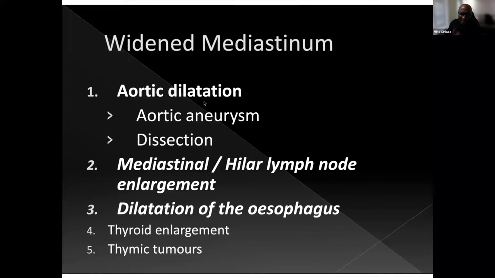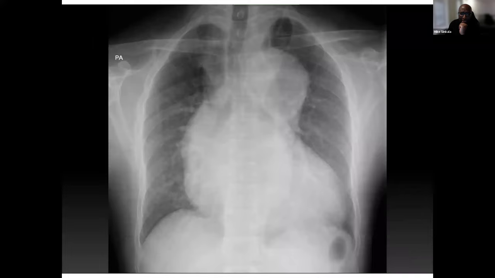Now, I must emphasize here that when we do chest X-rays, we must make sure that our chest X-rays are not rotated, because any rotation of the patient would mimic any of these things that I'm talking about here. I'm not saying that we can be 100% correct in positioning our patients, but we must make every effort that the patient is not rotated as we do the chest X-rays. Again, thyroid enlargement can cause a widened mediastinum, and ischemic tumors also can cause that.